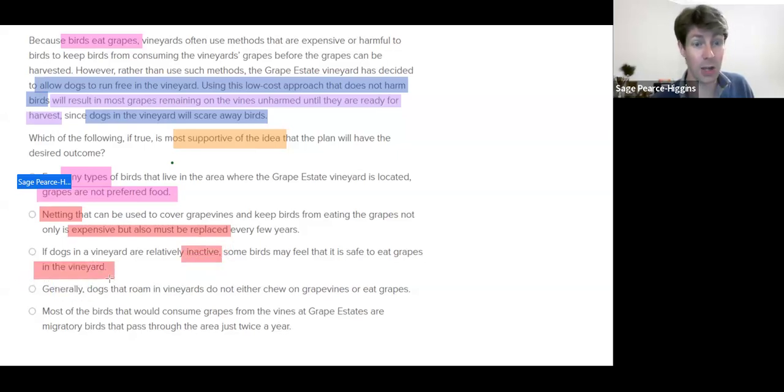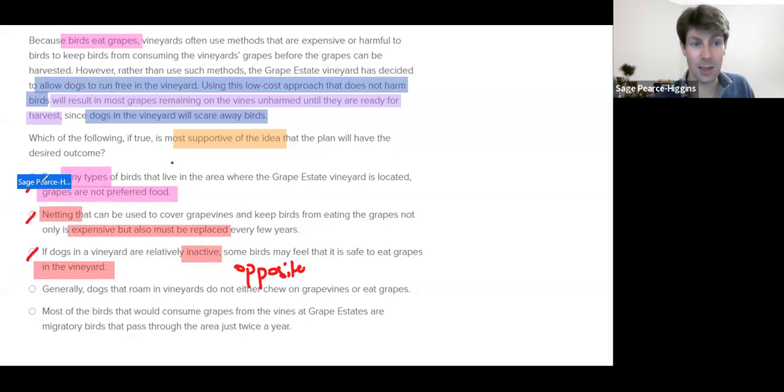If the dogs are inactive, some birds... Okay, so this one does something which you can expect many answer choices to do: it does the opposite. This is actually a weakener of the plan. We're looking for a reason why the dogs will help the grapes, not why they won't. So that's a reason to eliminate answer choice C.